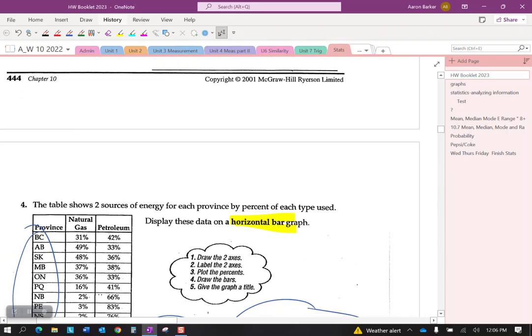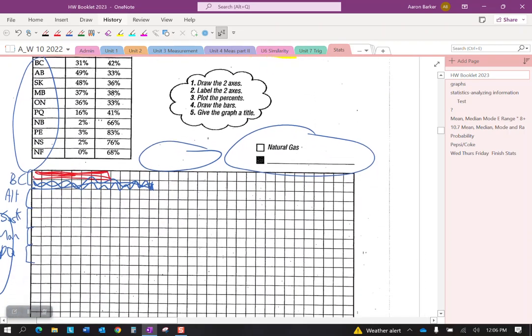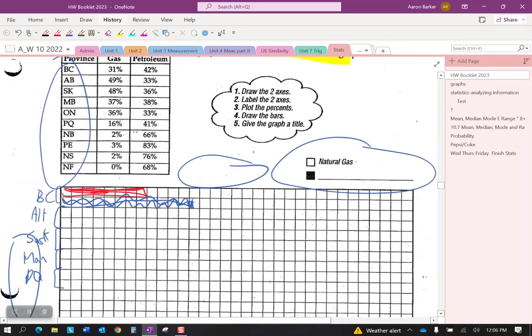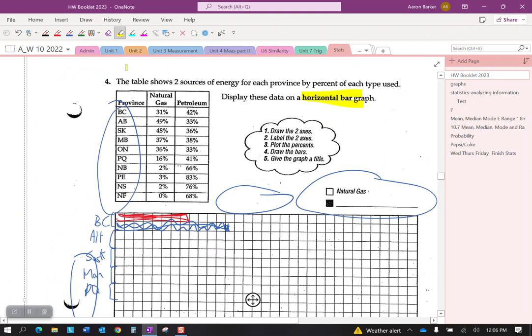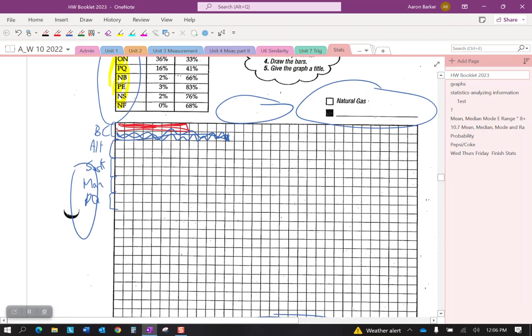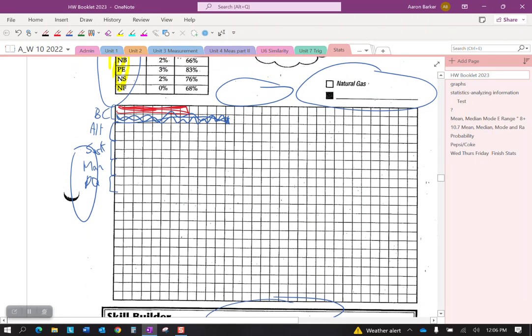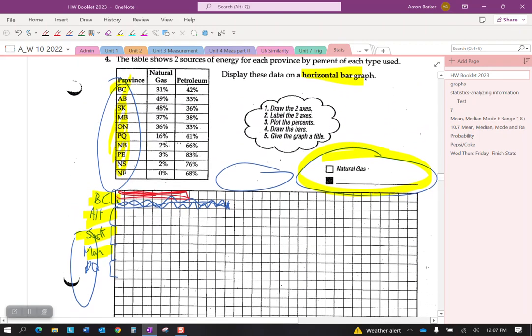Going down here to your next graph, this is where everyone should have finished. Horizontal bar graph. Because we have so many provinces, there's only 2 free bars. So you won't be able to leave a space. You could leave a space for BC next to Alberta, next to Saskatchewan, Manitoba, and so on and so forth. Make sure you fill out your legend, which one's natural gas and which one's petroleum.